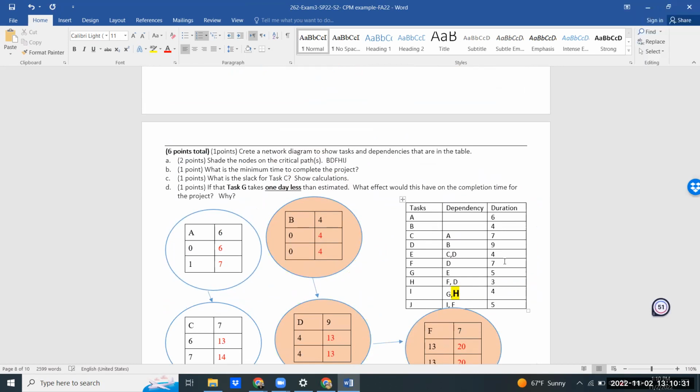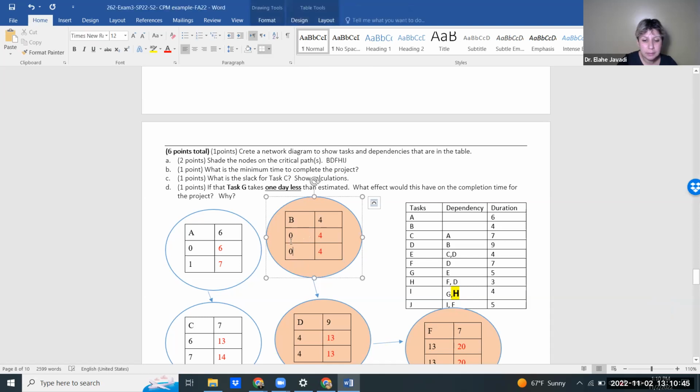BDF HIJ. And why was it those letters? Because their early start, early finish, late start are the same numbers. When the numbers are the same, it means that there is no slack. It means that they cannot be delayed. So you look at this pair, early start and late start, or you look at the other two, it doesn't matter. So you compare the pairs, late finish, early finish, or late start, early start. If they're the same, they're critical. If they're not the same, there is a slack.